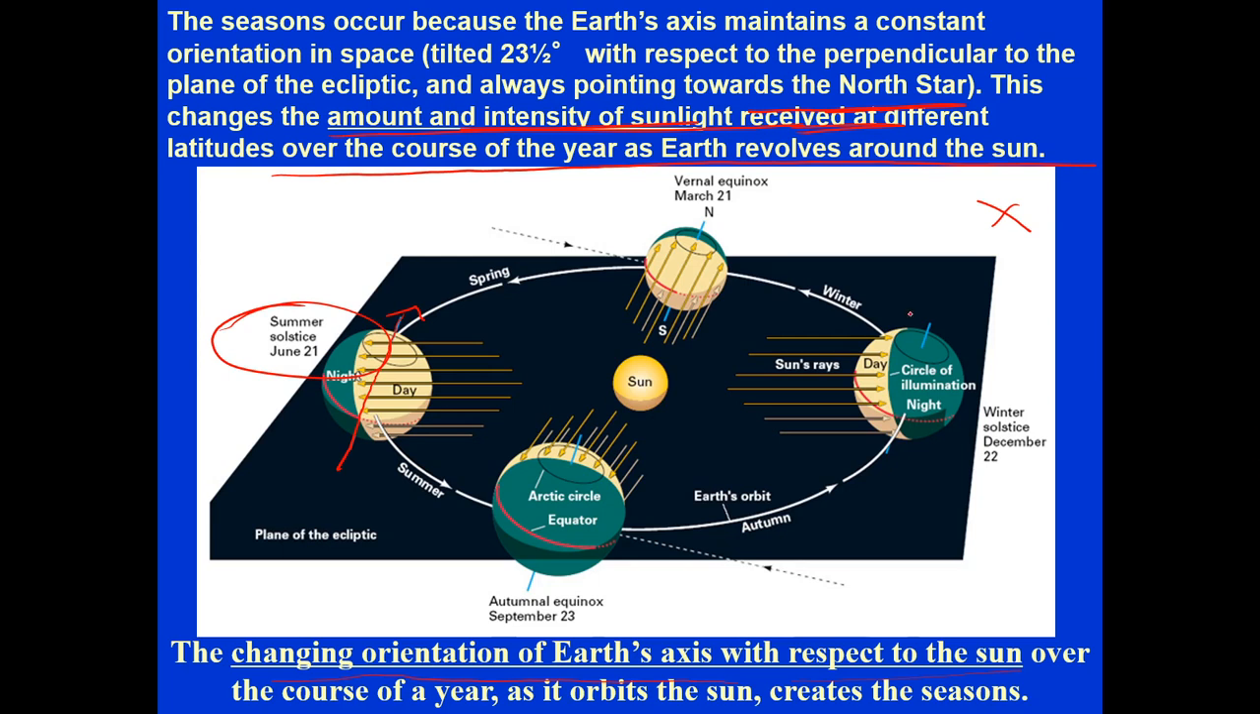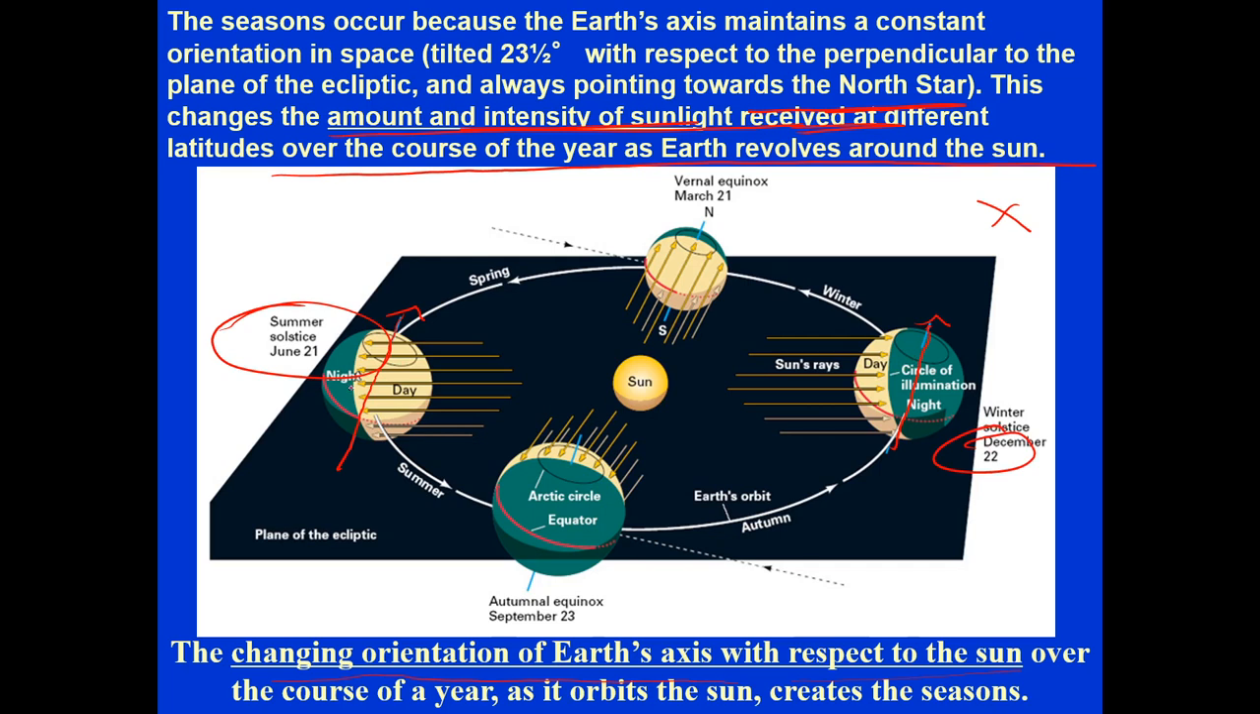Now, on the flip side, when our axis is pointed directly away from the sun, that is the winter solstice, December 22nd. That's when we have the shortest day of the year. We also get less sunlight, less solar radiation, so we're going to have colder temperatures around that time.